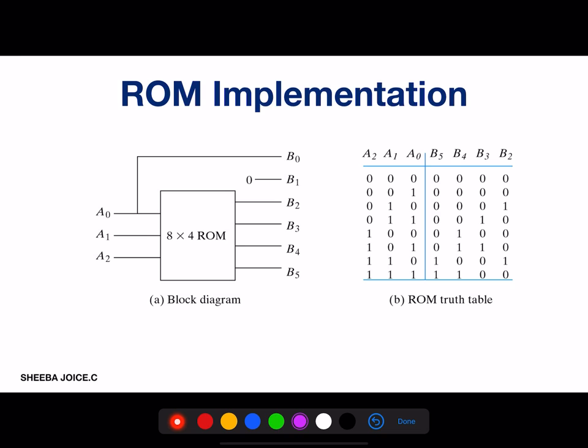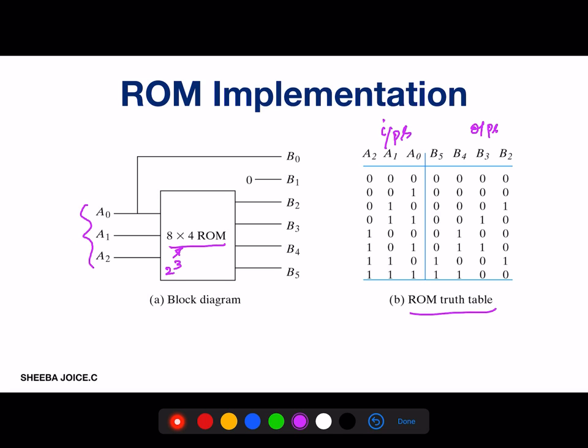So I have the same A0, A1, A2 and B2, B3, B4, B5. These are going to be my final outputs and these are my inputs. So this is our truth table. Now we have to represent this as a block diagram. So this is going to be your 8x4 ROM. How did we get this as 8? 2 power 3 is 8. So I'm going to have 3 inputs, A0, A1, A2.